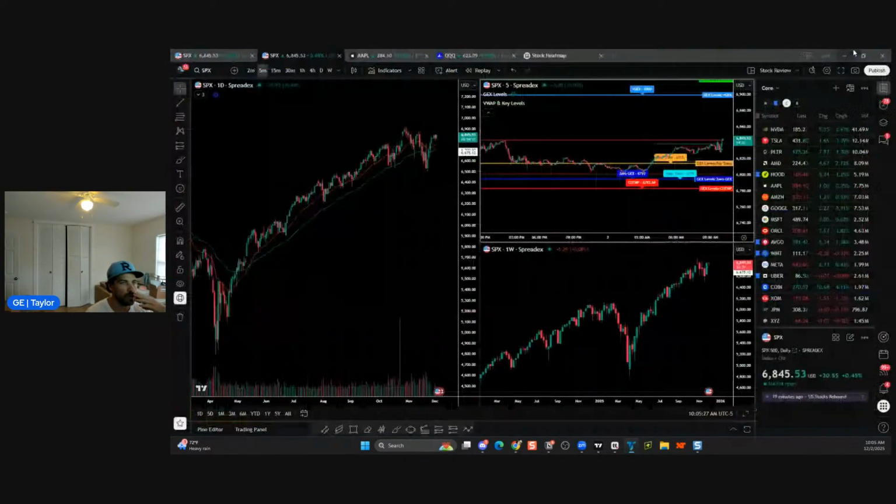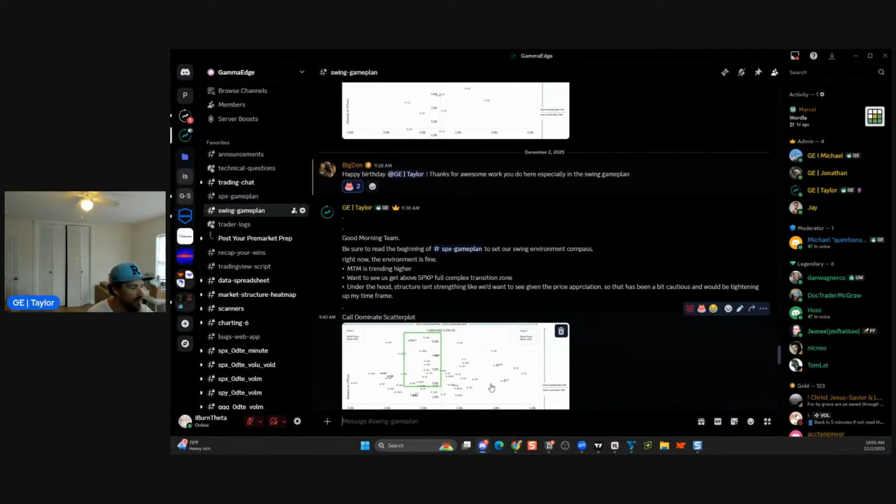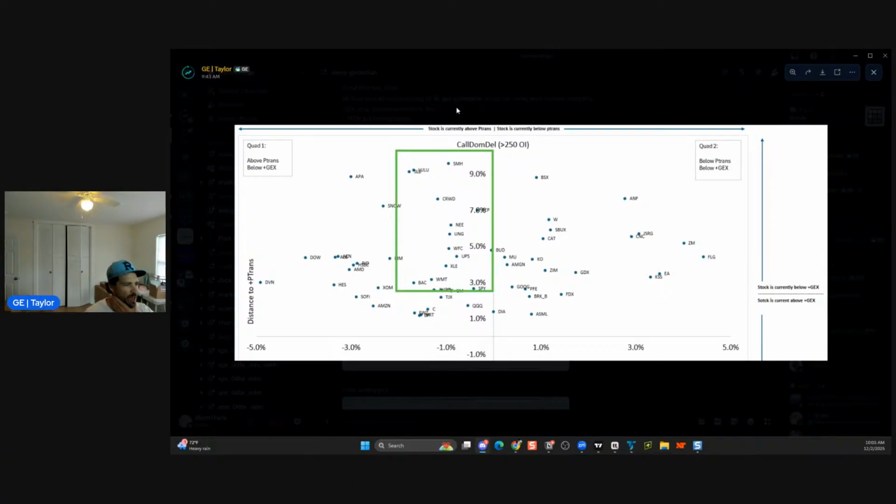But right now, the thought here is tightening up the time frames a little bit. Above 68.50, things look fine. Go through some of the scatter plots. Excuse me. So this is just a good way of understanding what stocks in the market you want to be paying attention to.